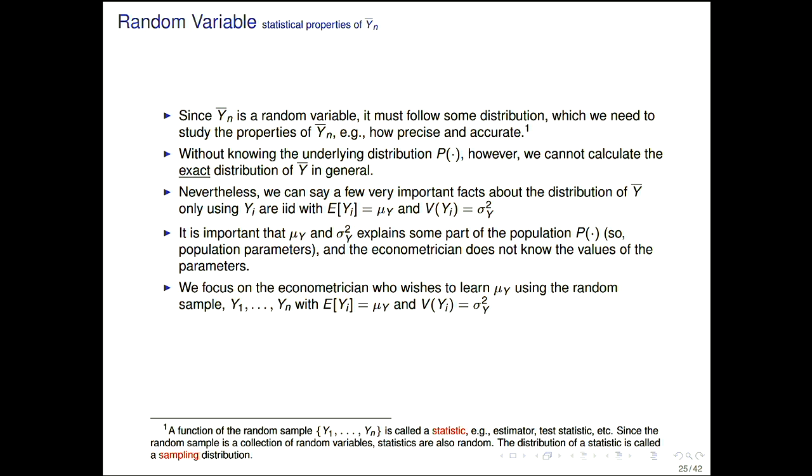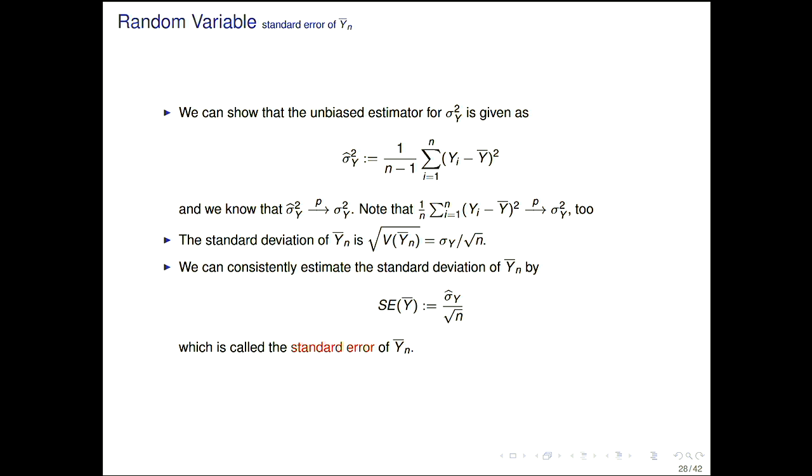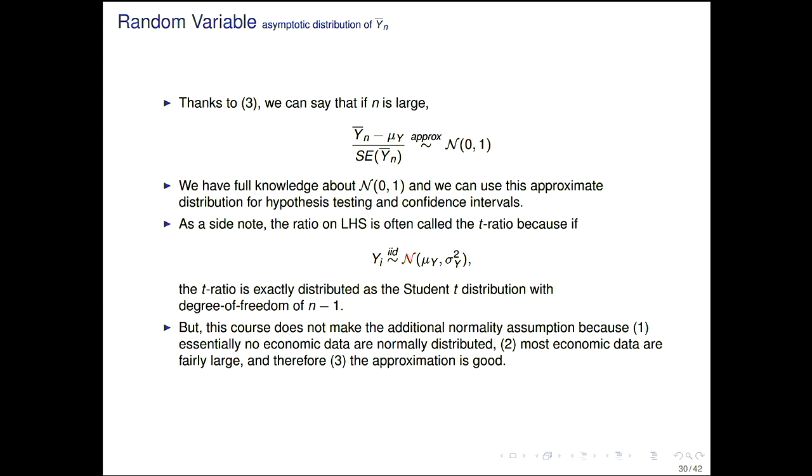It can be a Bernoulli distribution, it can be a binomial distribution, it can be a normal distribution if you're lucky, but it can be any distribution. But we know the population mean is mu and the variance is sigma squared. This is the only thing that we know. If we have more information that the underlying distribution is also a normal distribution, then we can say that this ratio is exactly distributed as a t distribution.